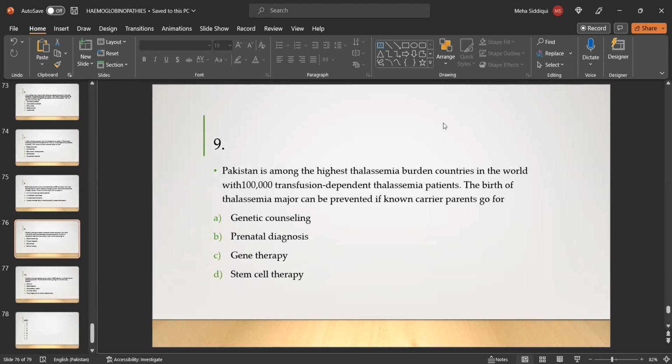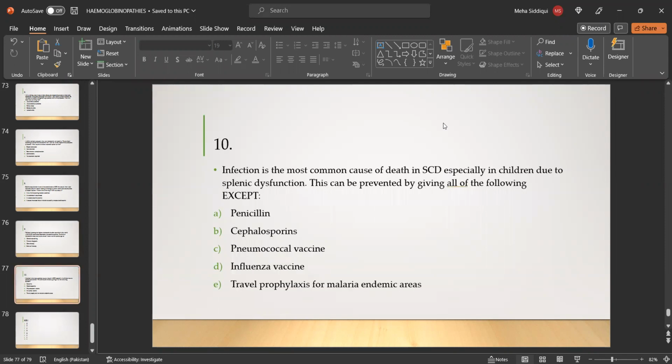MCQ number 9. Pakistan is among the highest thalassemia burden countries in the world with 1 lakh transfusion dependent thalassemia patients. The birth of thalassemia major can be prevented if known carrier parents go for genetic counseling, prenatal diagnosis, gene therapy, stem cell therapy. B is the right option, prenatal diagnosis.